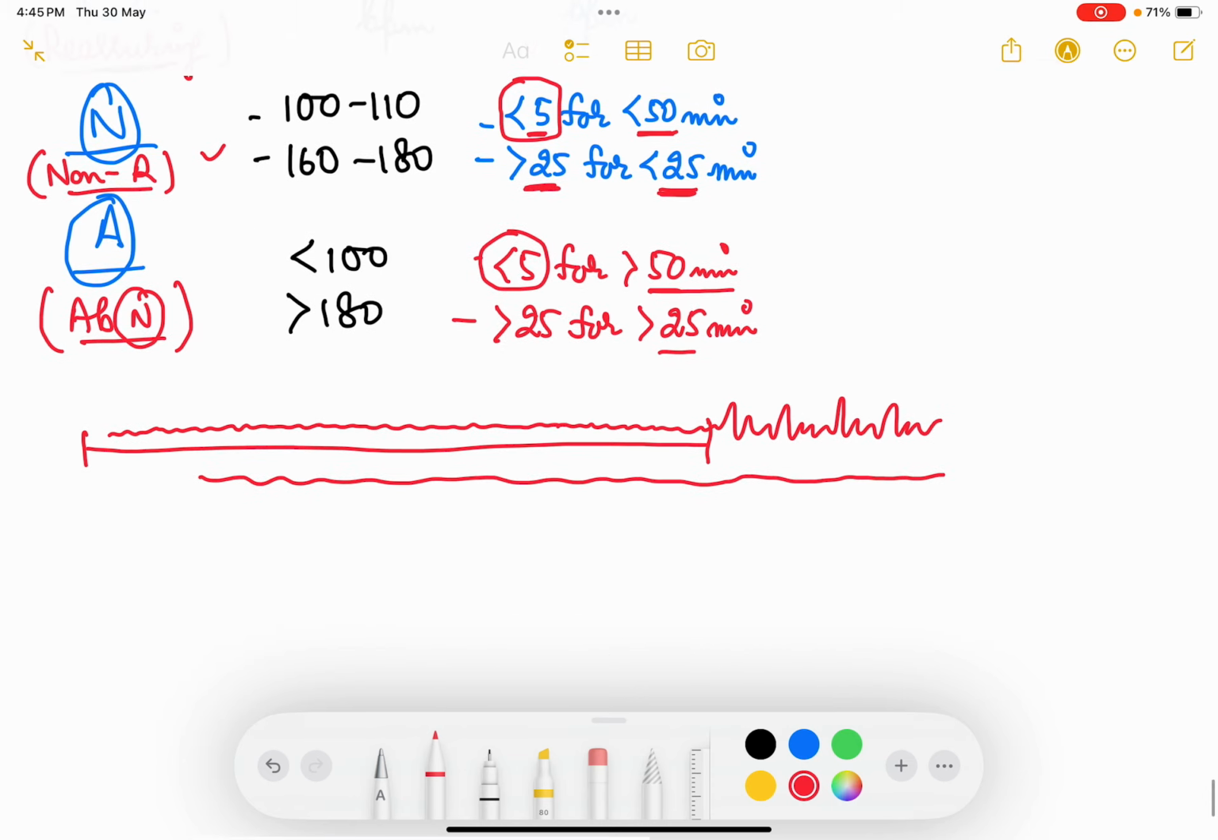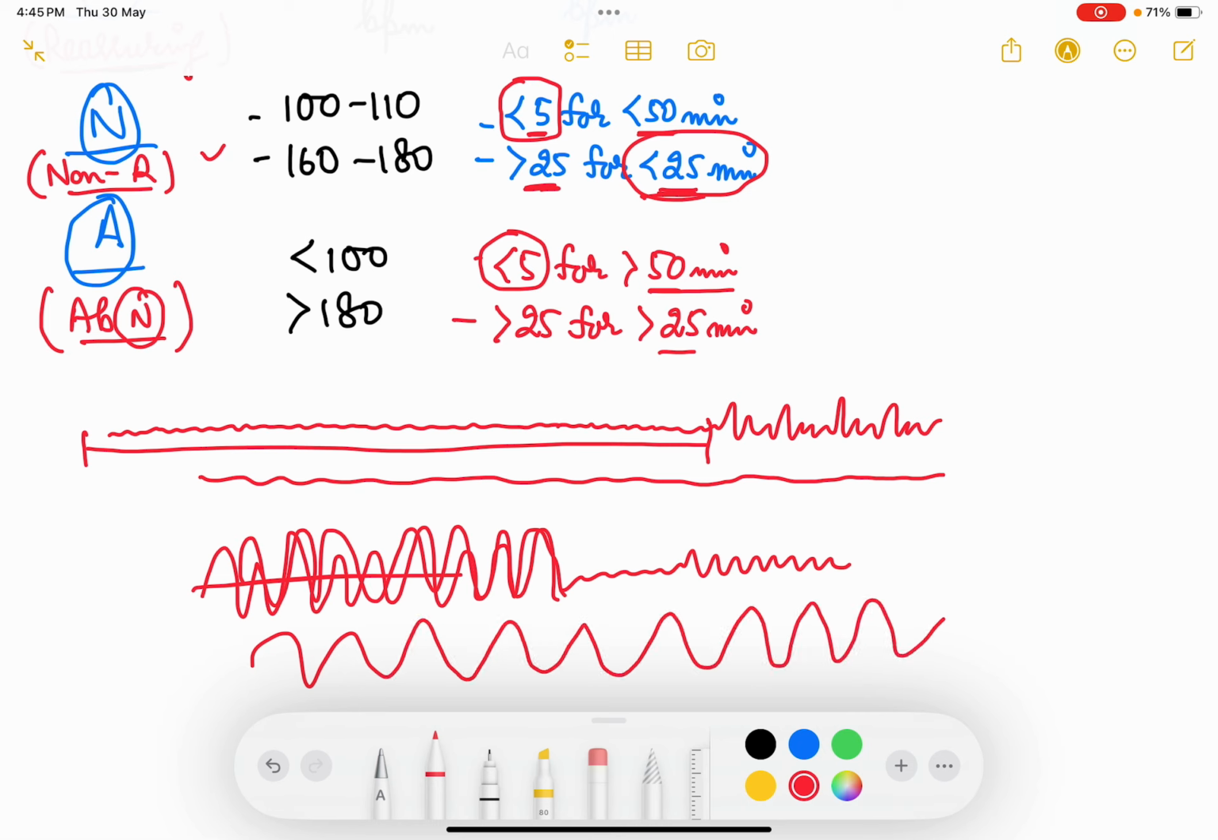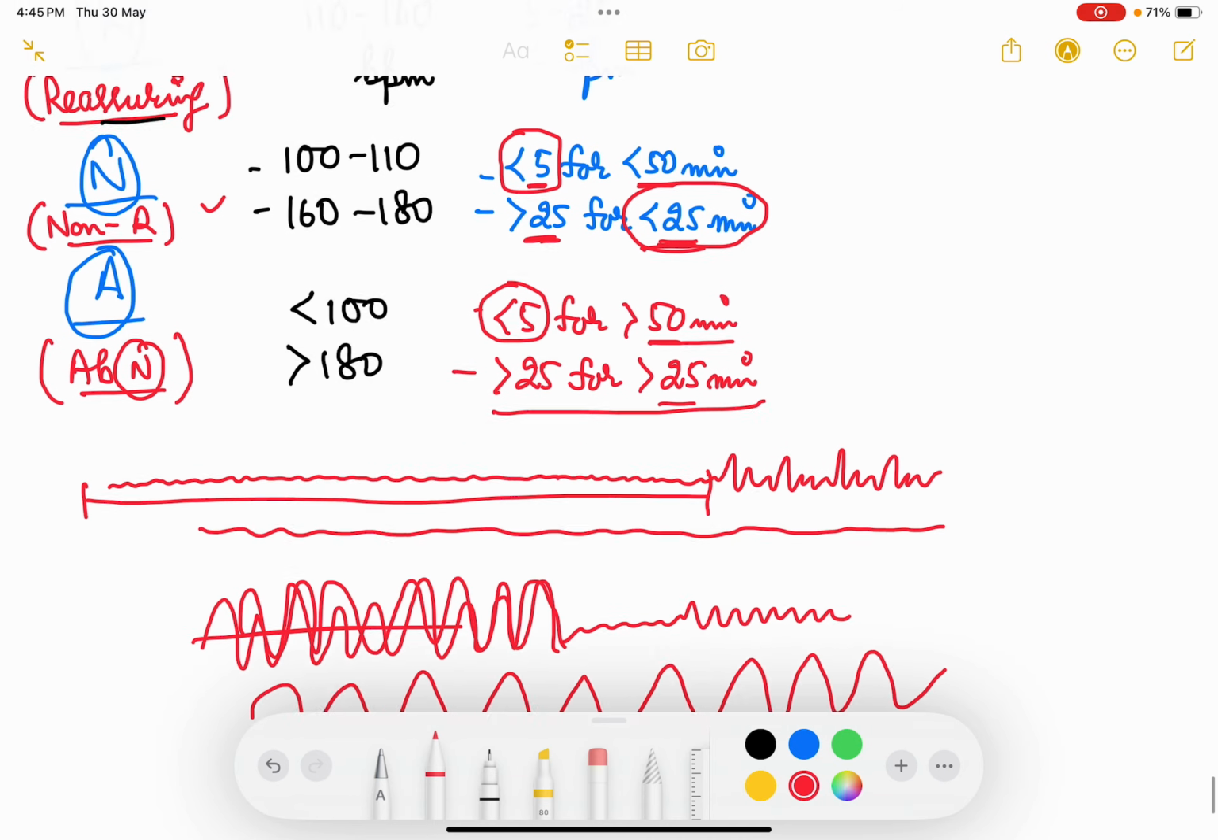Similarly, when the variability is very high, more than 25 beats per minute, then take the stretch for 25 minutes. Take the stretch for the next 25 minutes. If it gets corrected by 25 minutes, okay, that is more than 25 was there for less than 25 minutes, then it is non-reassuring. Whereas it does not get corrected even after 25 minutes, then it is abnormal. ये खराब हो जाता है, ठीक है.